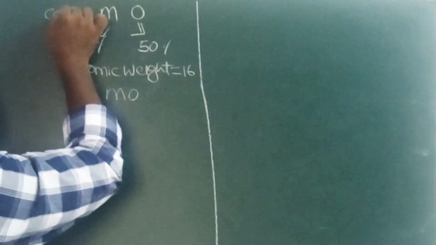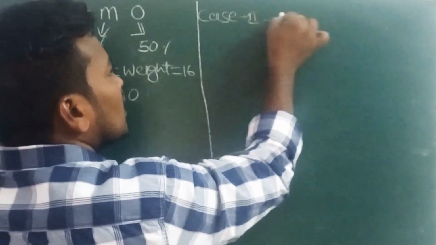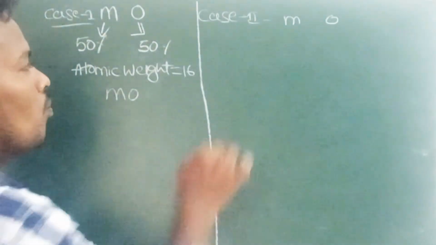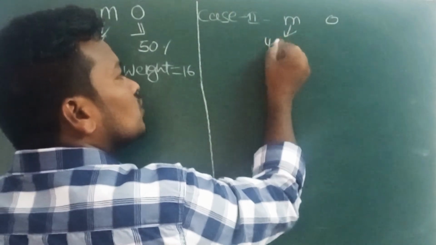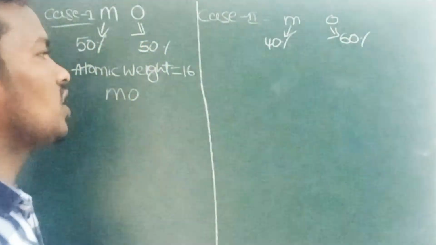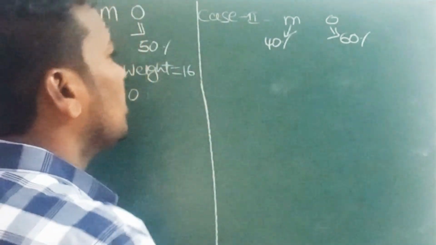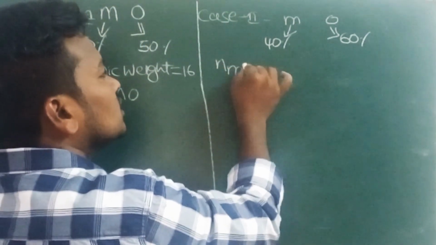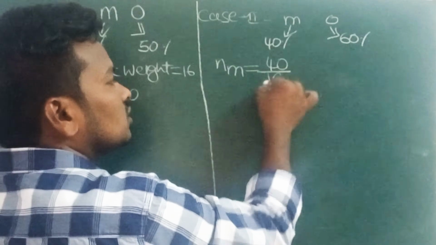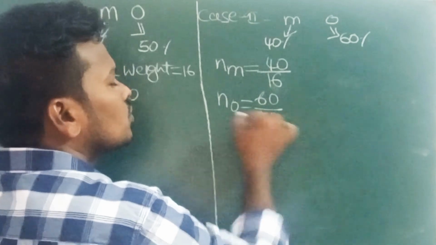Oxide 1, case 1. In case 2, you can see here also metal and oxygen are present as a metal oxide. But the ratio here: it is present 40 percentage, and the other is present 60 percentage. They are asking for the empirical formula. So now what we will get? Number of moles of the metal is equal to given mass, 40 upon the molar mass. Now we can take oxygen 16. Number of moles of oxygen, 60 upon 16 you can take.